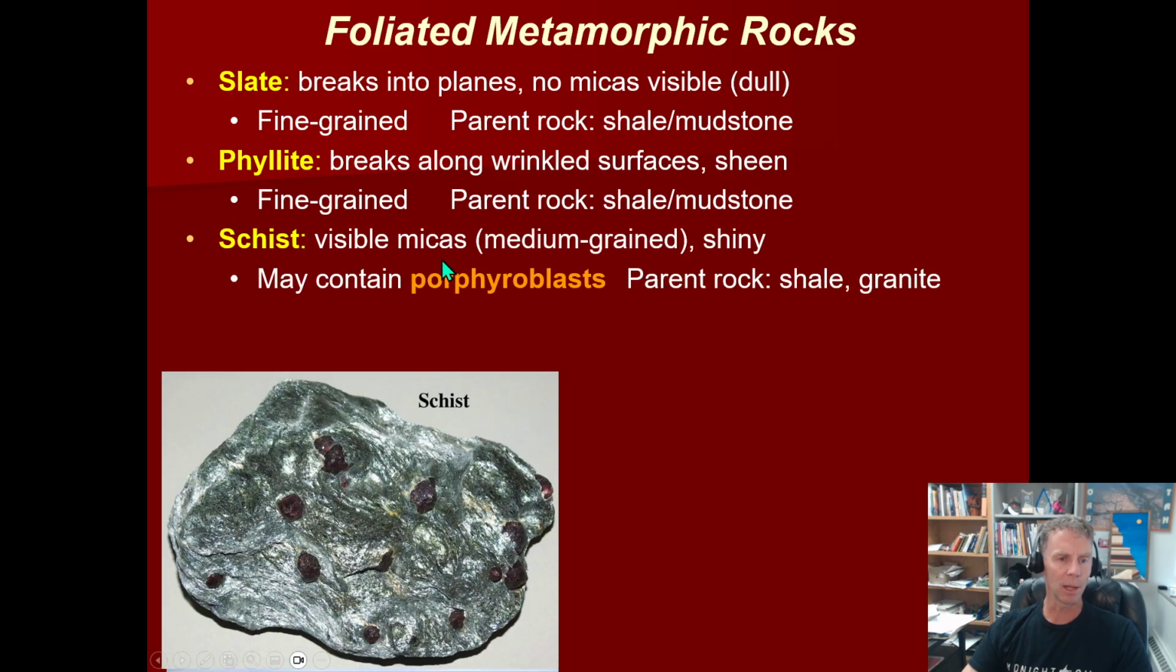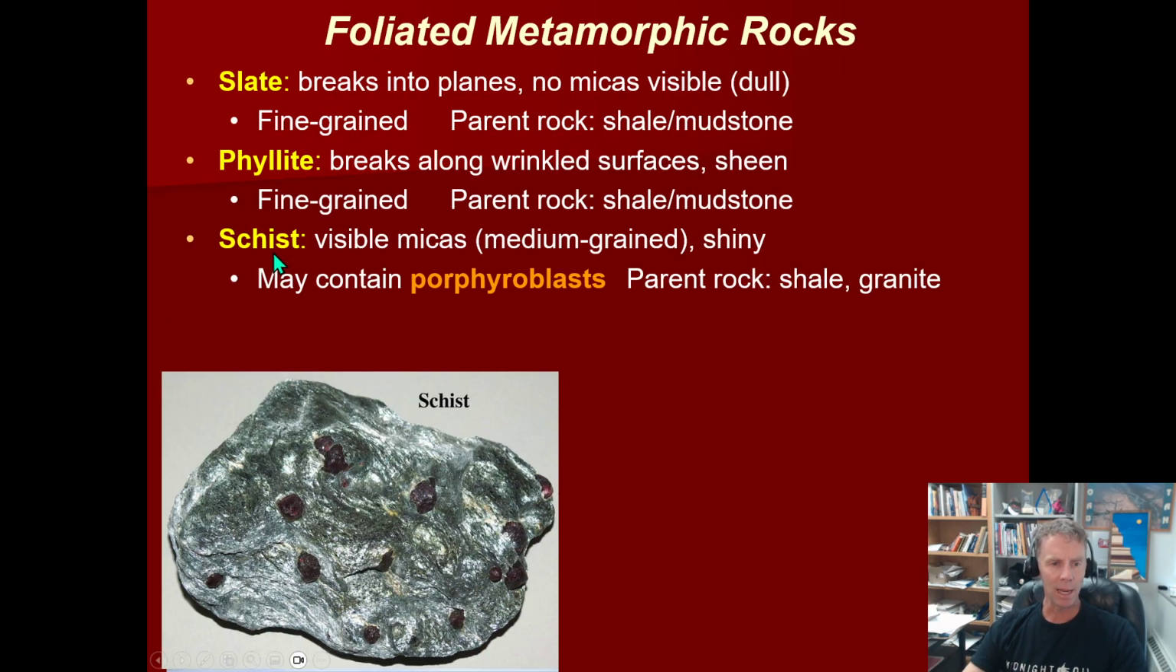As we increase the metamorphic grade, the next rock is a schist. So here the mica crystals have grown large enough that they're visible. You should be able to see individual mica crystals. It'll be an extremely shiny rock. It'll be layered. It's foliated. So it's going to tend to probably form big, flat, planar sheets.